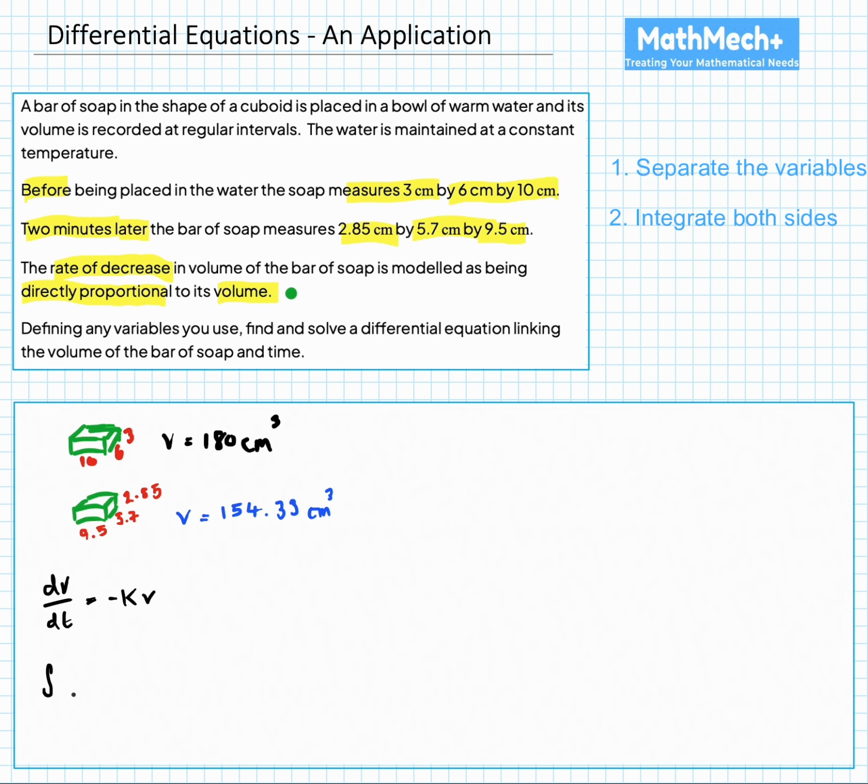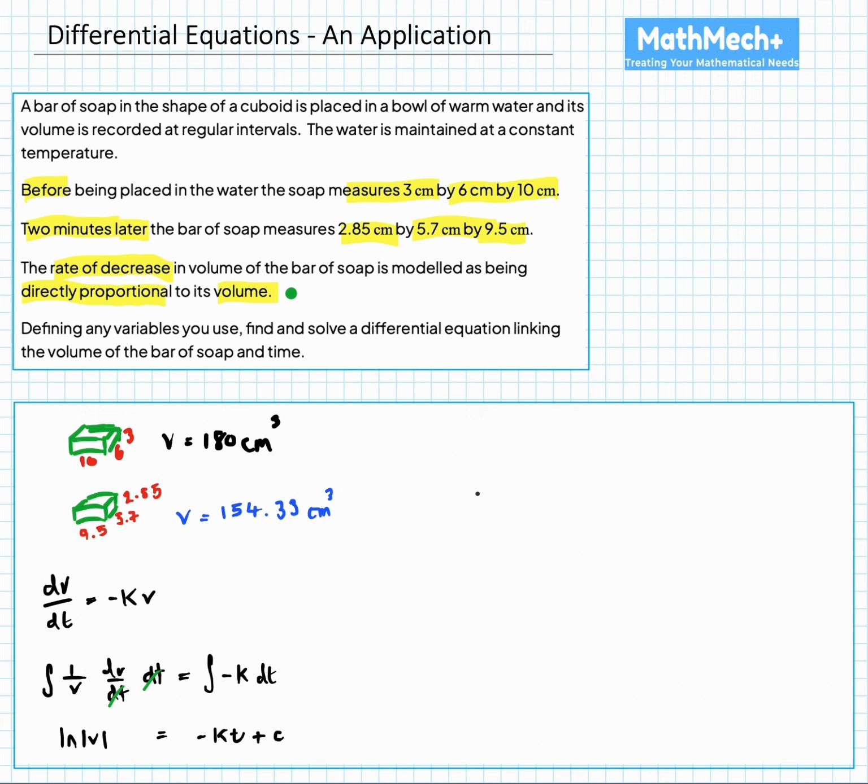So we have dV over dt. We want to bring over our V. We want to put them together. So divide both sides by V, you get 1 over V. So our integration of 1 over V dV over dt times dt, which will cancel out the dt's, is equal to integrating our minus k dt. Natural logarithm ln V is equal to minus kt plus c as our constant of integration.